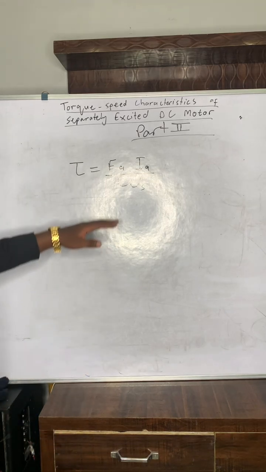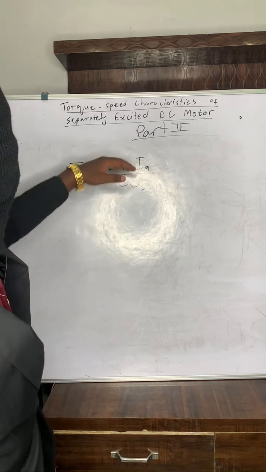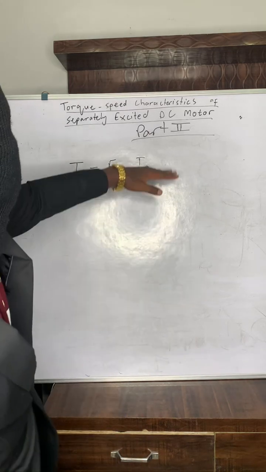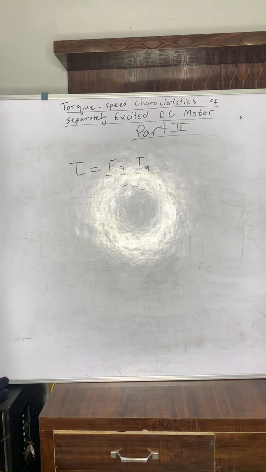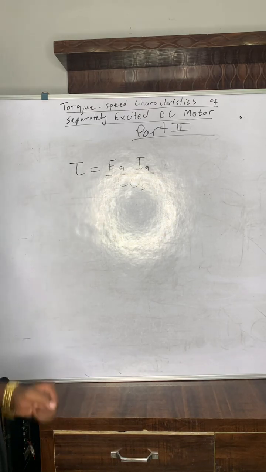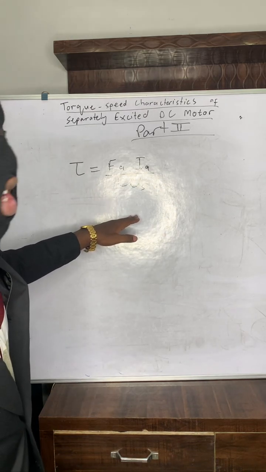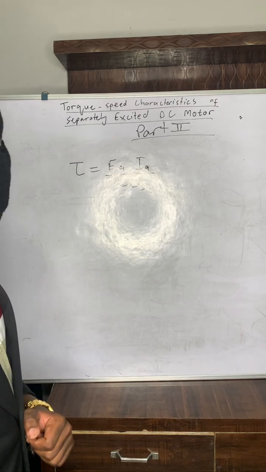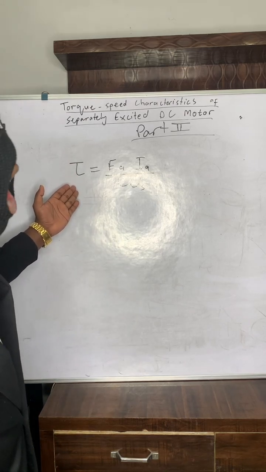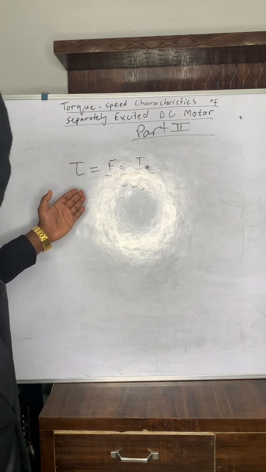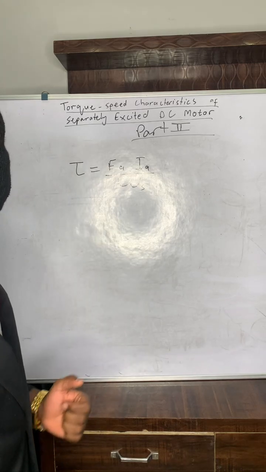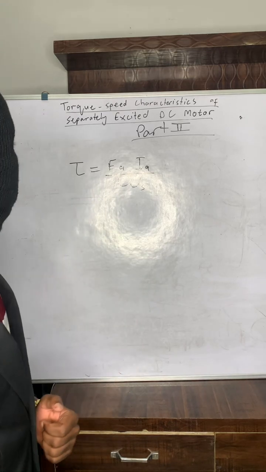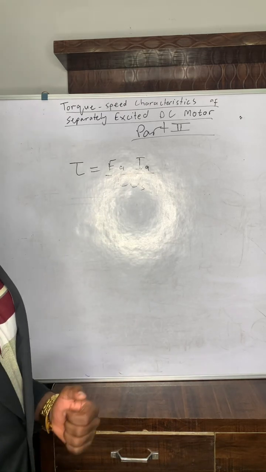Right. In continuation with the torque speed characteristics of separately excited DC motor, part 2. We know that torque is given by this equation, tau equals EA IA over omega S, where tau is the torque, EA is the back EMF, IA is the armature current, and omega S is the speed in radians.